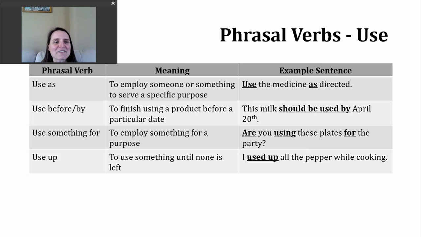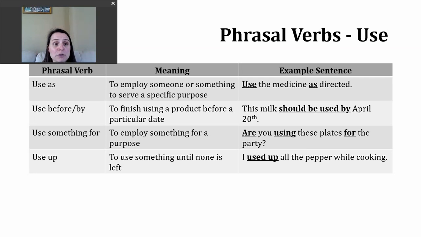use. The first is use as, and it means to employ someone or something to serve a specific purpose. One way I've heard this used is use the medicine as directed.